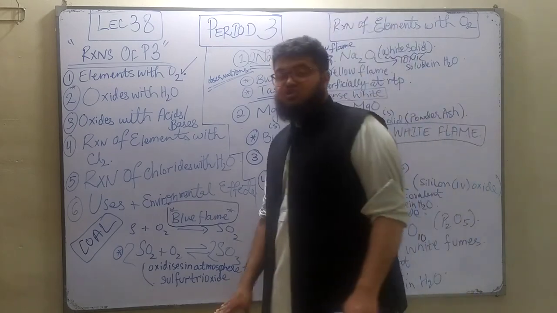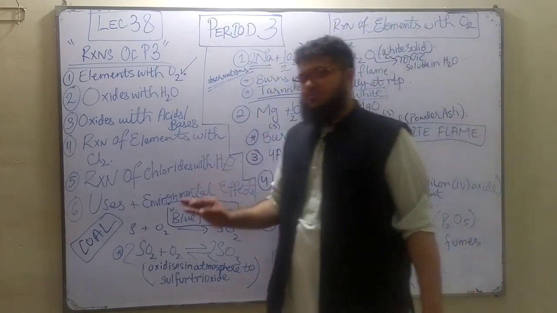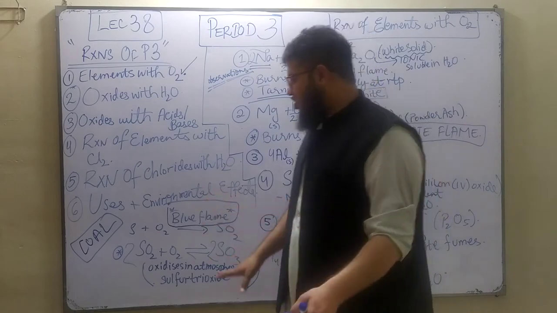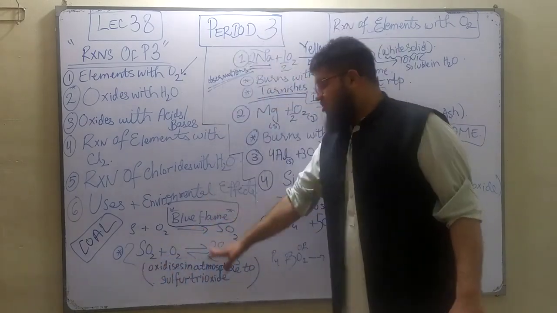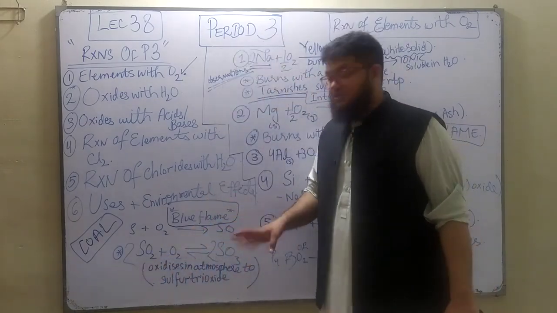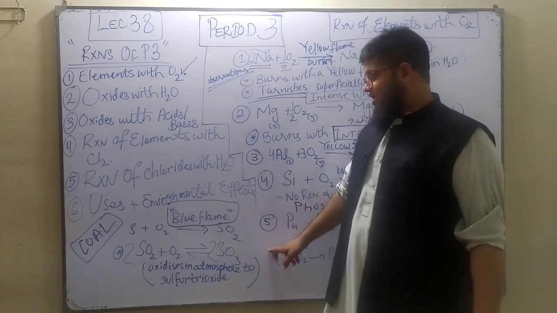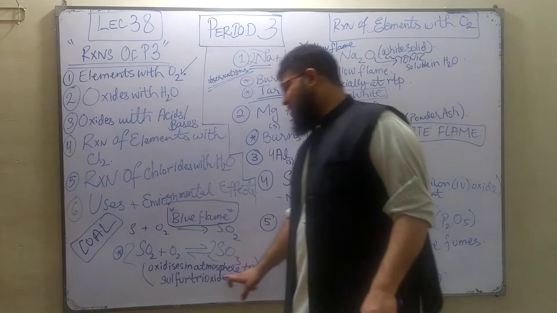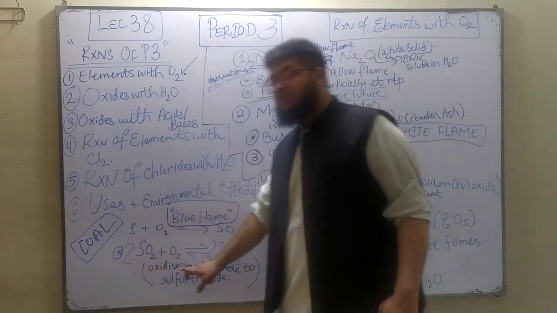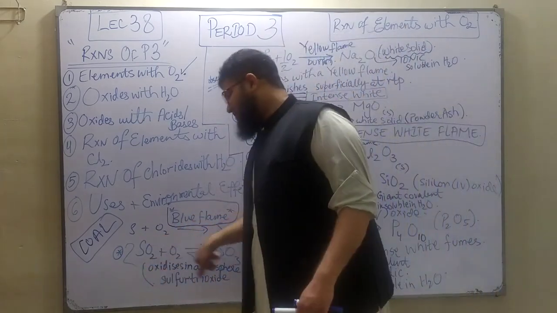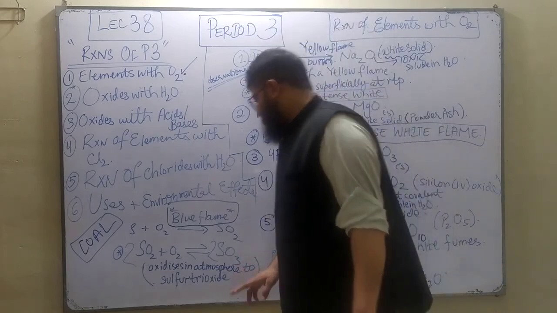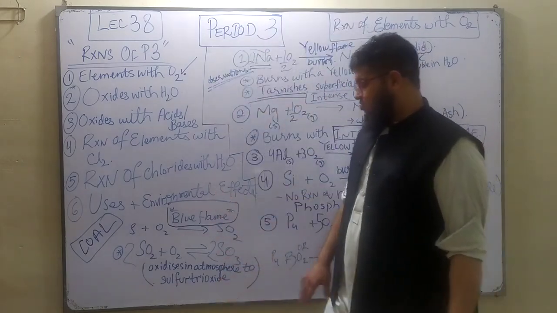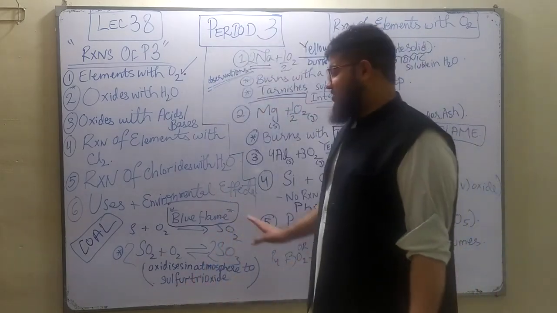Now this sulfur dioxide which is released into the atmosphere can oxidize to sulfur trioxide. This balancing is very important because this equation has been tested quite a few times. Okay, the examiner asks you to balance this equation. 2 sulfur dioxide produces 2 sulfur trioxide when it reacts with oxygen, and this is a slow reaction.